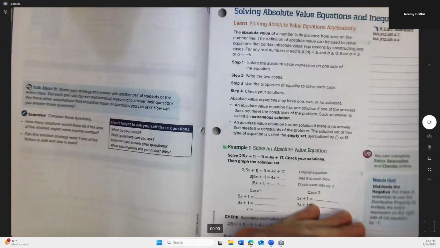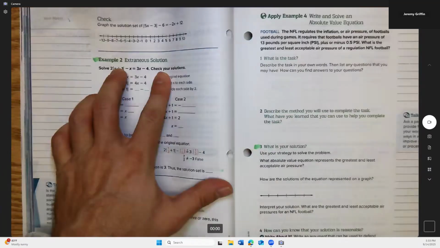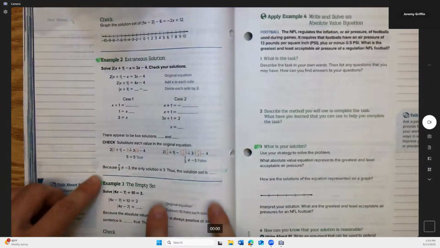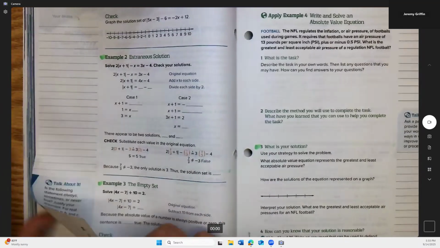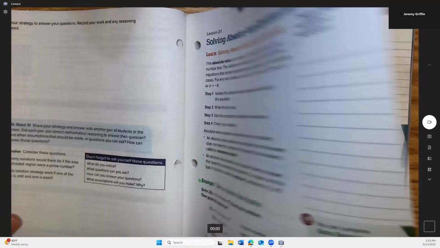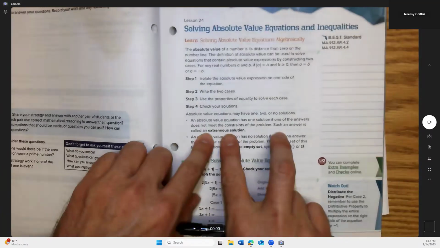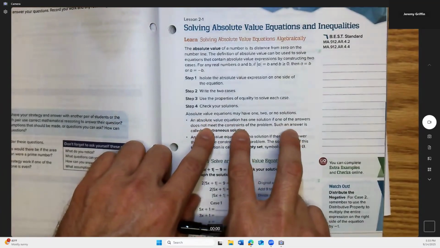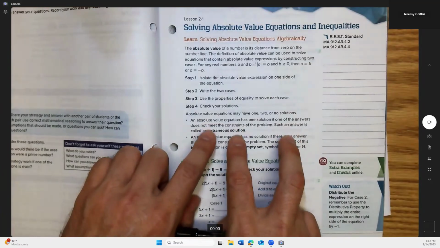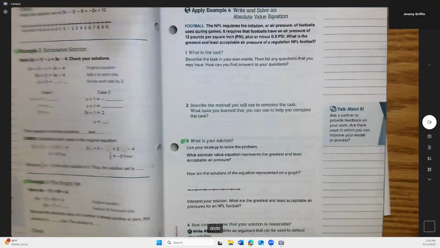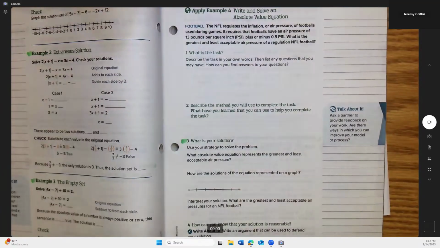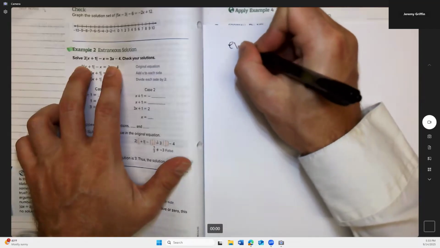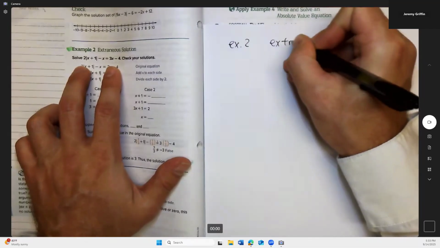What do we have next here? Example 2. What is this, extraneous solution? Well, it's extraneous if it doesn't actually work. I know they said that somewhere. Oh, here it is. An absolute value equation has one solution. If one of the answers does not meet the constraints of the problem, such an answer would be an extraneous solution if it does not actually work. So, example 2. Here, I'll spell the word extraneous.